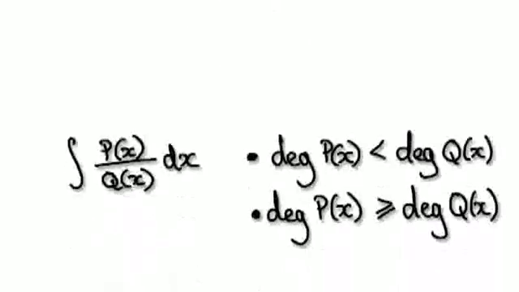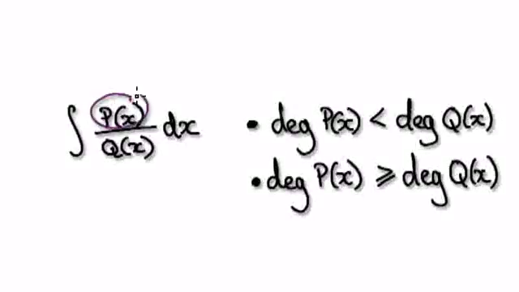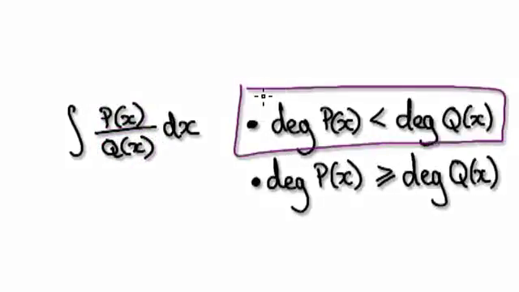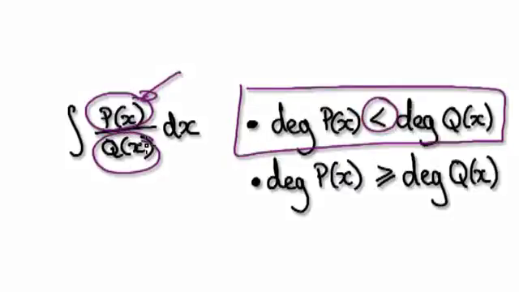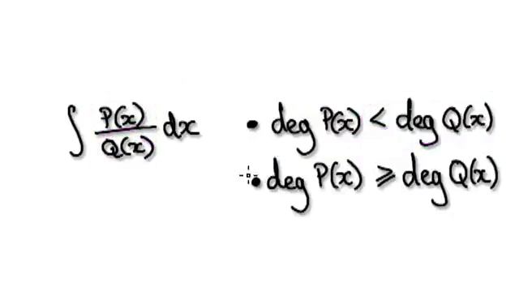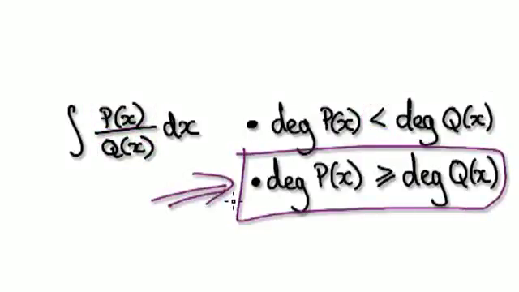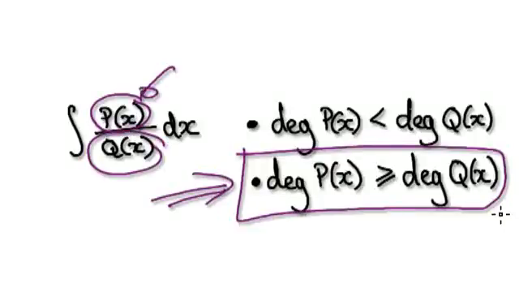So far, we've been trying to integrate one polynomial over another, and up until now, we've taken care of cases where the degree of p is strictly less than the degree of q. So now in this video, we are going to try and tackle this scenario here, where the degree of p is bigger than, or equal to, the degree of q.